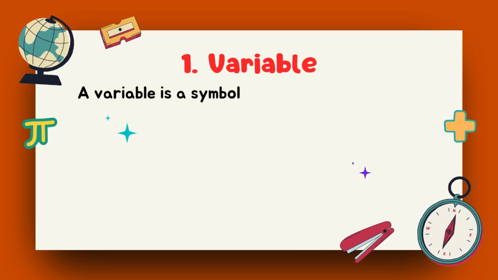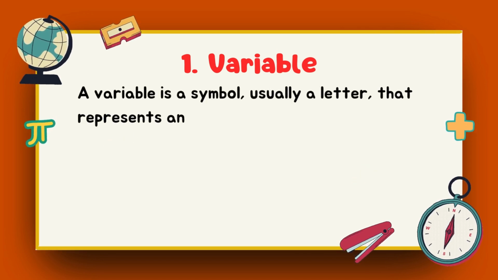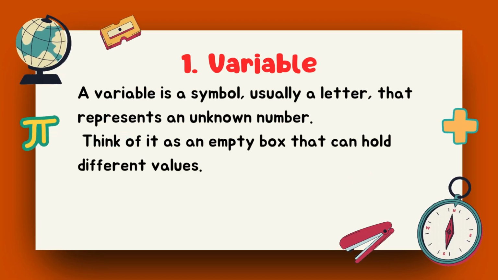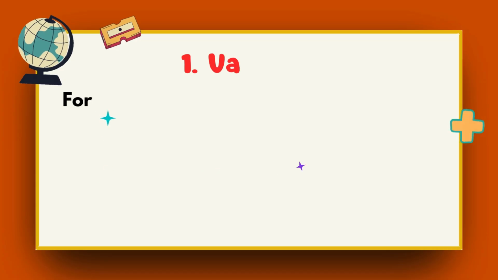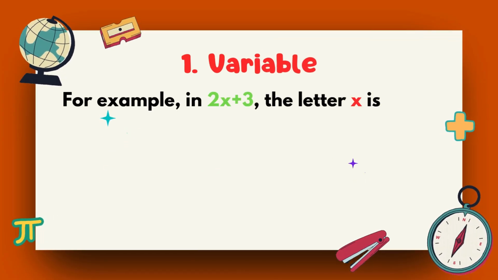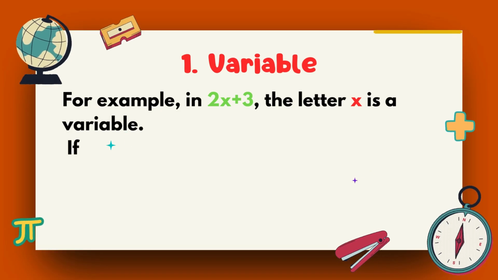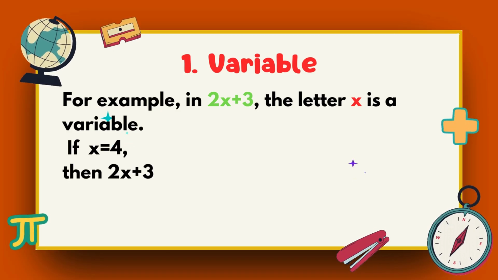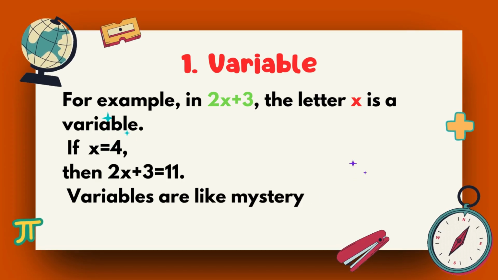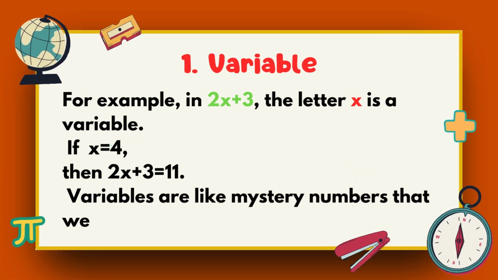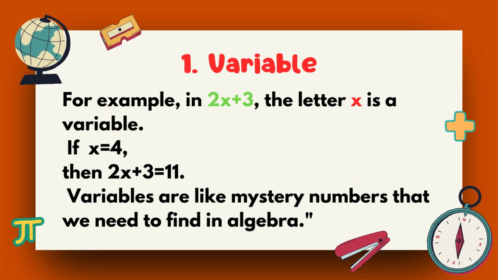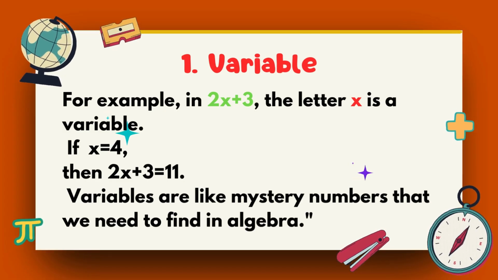A variable is a symbol, usually a letter like X, Y, or Z, that represents an unknown value. For example, in the equation 2x plus 3, the letter x is a variable. It can be any number. For example, if x is 4, then 2x plus 3 equals 11. So, variables are like mystery numbers that we need to find in algebra.